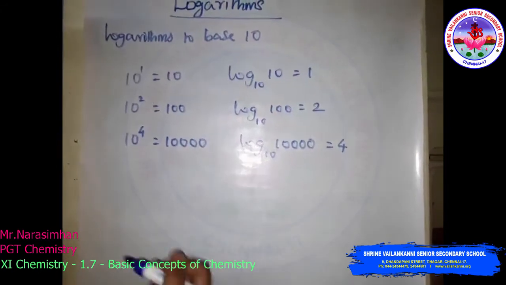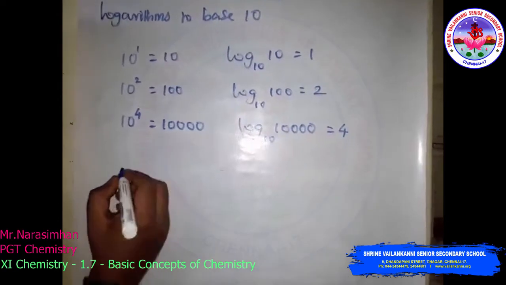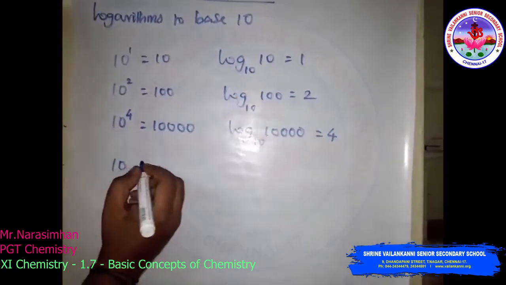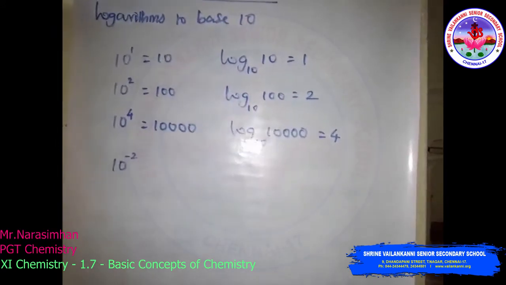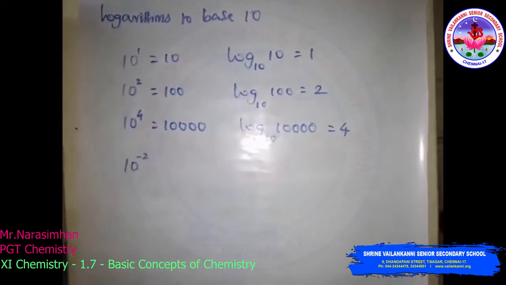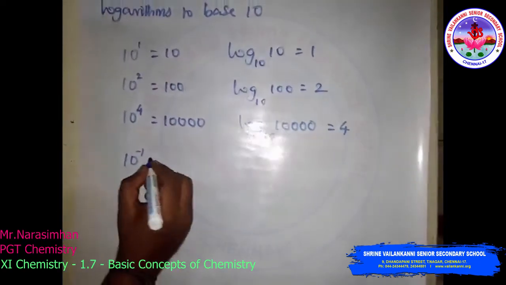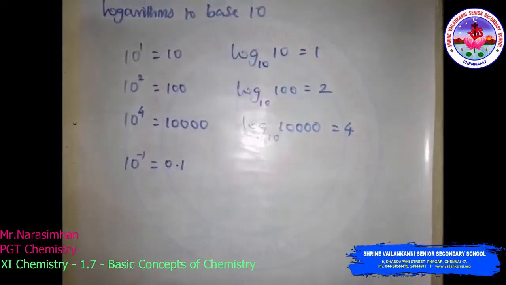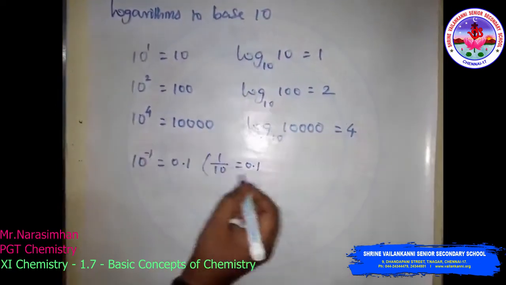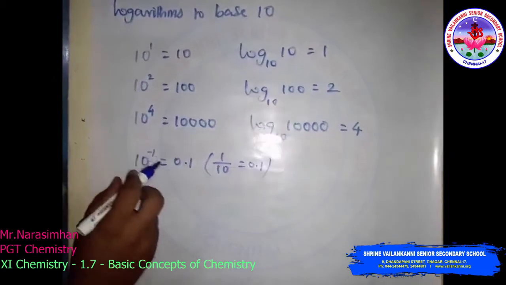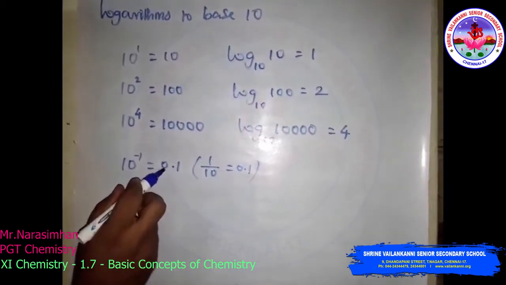For negative powers, that is in decimals, for example 10 power minus 2, how can we write it? First we will write 10 power minus 1. How can we write that? That is 0.1, because 1 by 10 is equal to 0.1, right? This is the value, so I am writing 10 power minus 1 is equal to 0.1.